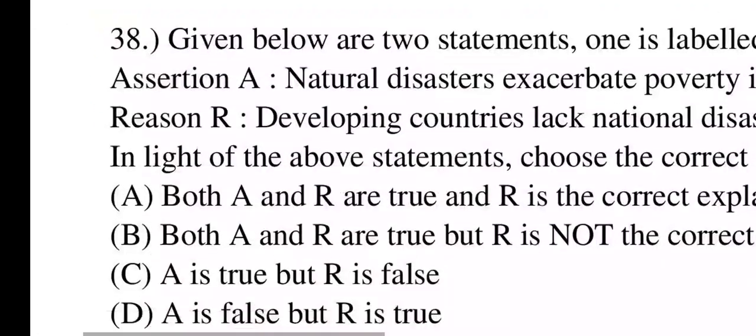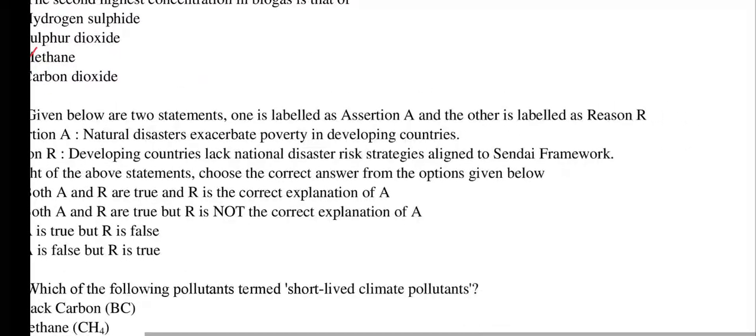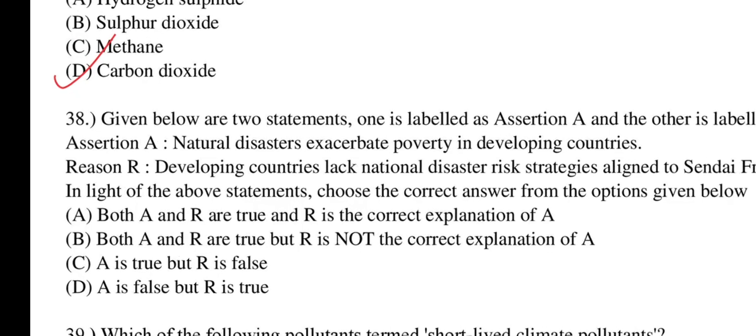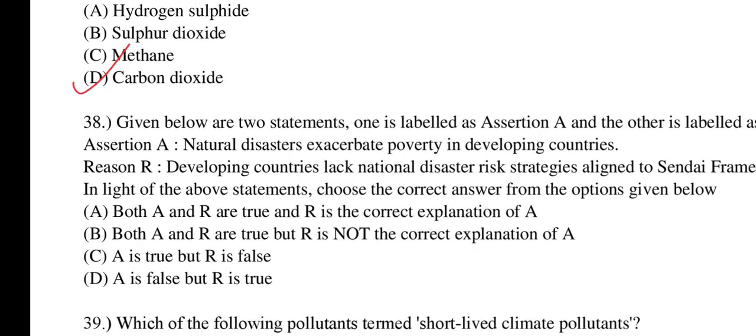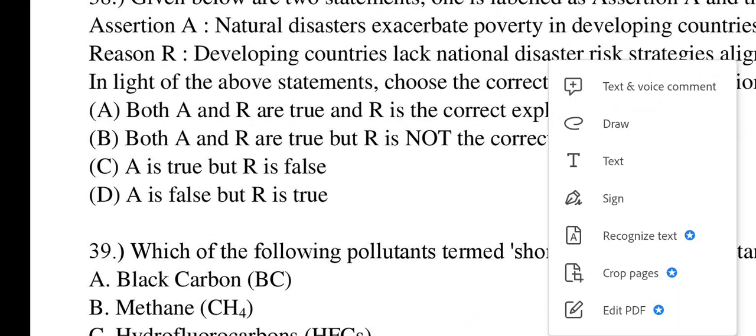38 says, given below are two statements, one is labeled as Assertion A and the other is labeled as Reason R. Assertion A is saying natural disasters exacerbate poverty in developing countries. Reason R is saying developing countries lack national disaster risk strategies aligned to the Sendai framework. In light of the above statements, choose the correct answer from the options given below. I will not read all the options. Let me give you the correct option. That will be number C. A is true but R is false.